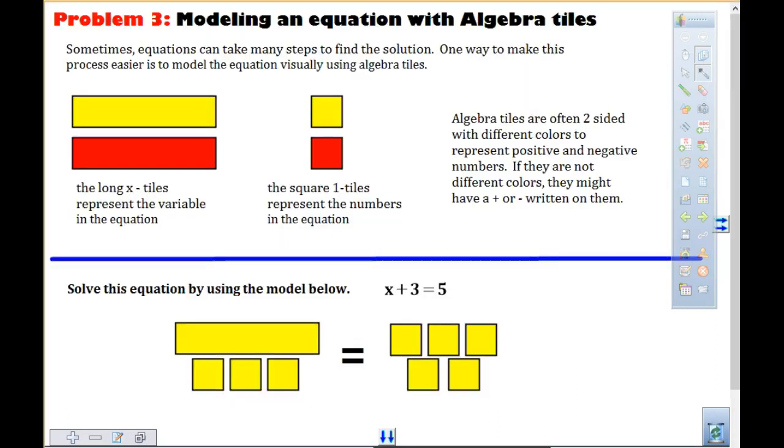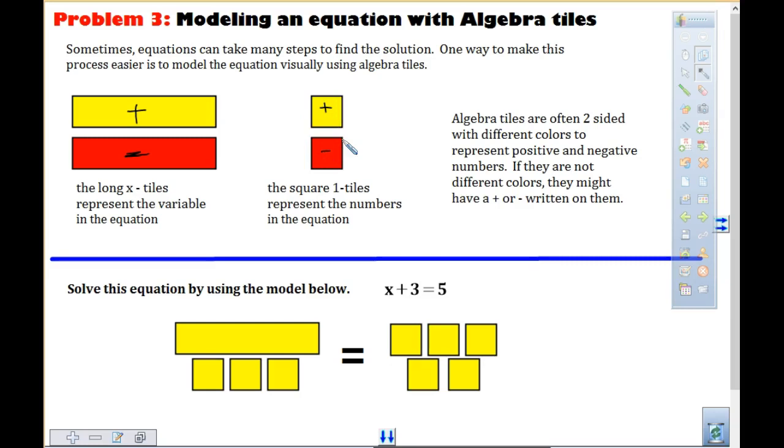So we have these algebra tiles that I gave you. And if you haven't taken them out, I would like you to take out the rectangular ones right now. And on those rectangular ones, I know that these are green, and that has a plus on it, and the back side is red, and it has a minus. So this is what your algebra tiles look like.